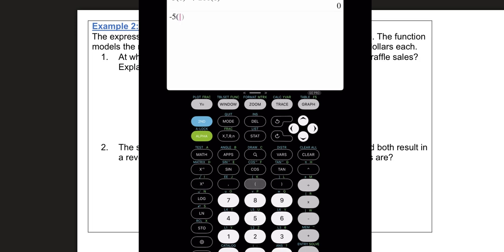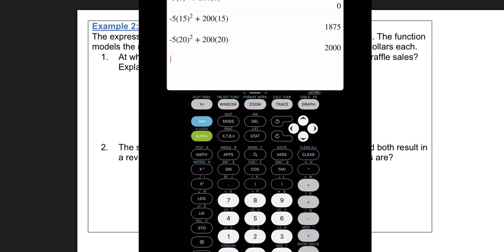So maybe I'm just going to guess, let's try $15 and see where that puts us. So I'm just plugging in 15 for both of those values. 1,875. So that means we'll make the revenue of $1,875. So that is good, right? We want to get down to 0. So maybe let's try 20. What does that do?